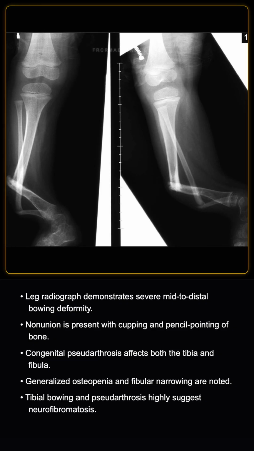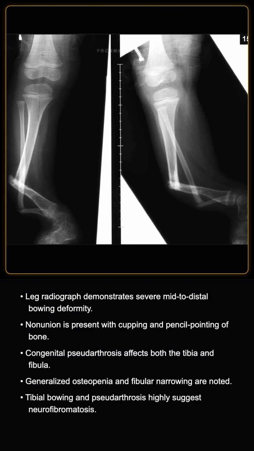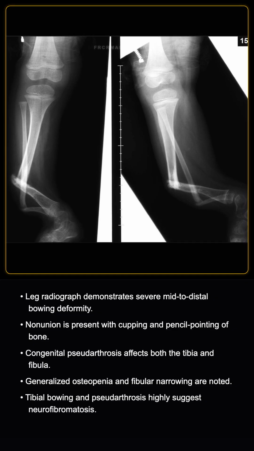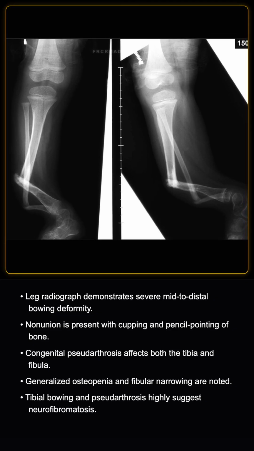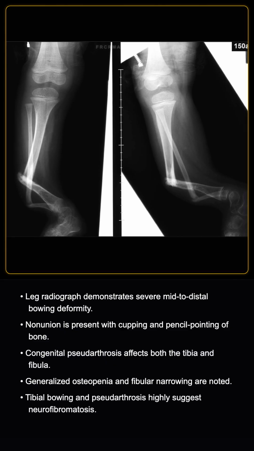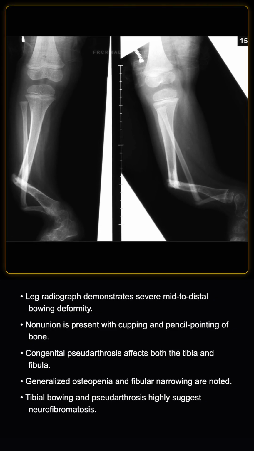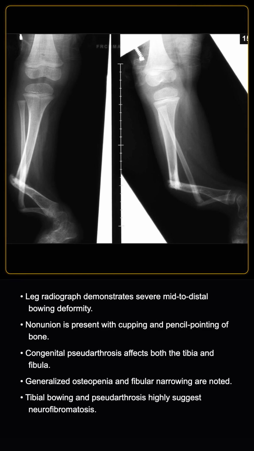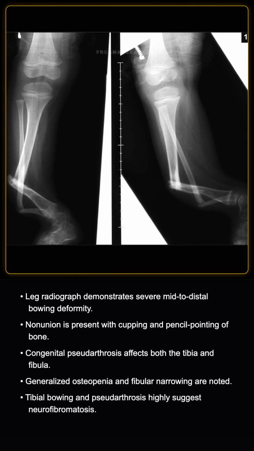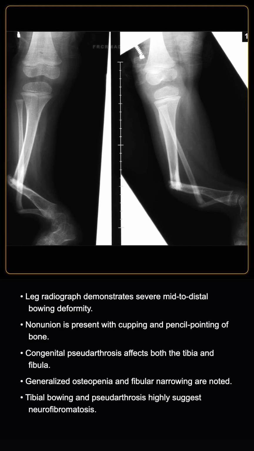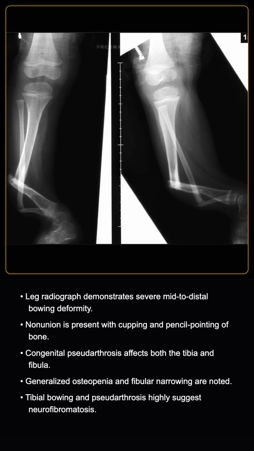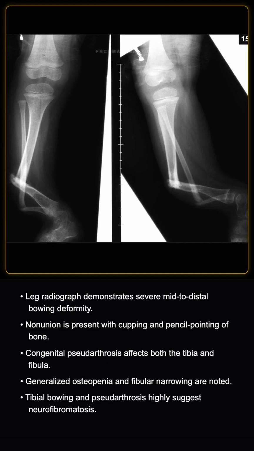The anteroposterior radiograph of the lower leg demonstrates marked angulation deformity of the mid-to-distal diaphyses of both the tibia and fibula. There is nonunion of the bony fragments with tapering, cupping, and pencil pointing of the bone ends, representing a well-established pseudarthrosis. The bones also show generalized osteopenia, and there is narrowing of the fibular shaft. The appearance of congenital bowing progressing to fracture and pseudarthrosis is highly characteristic of neurofibromatosis type 1.